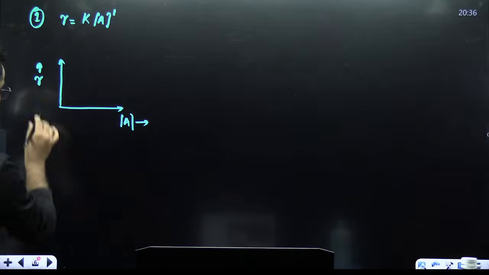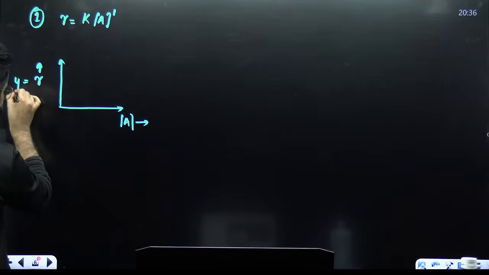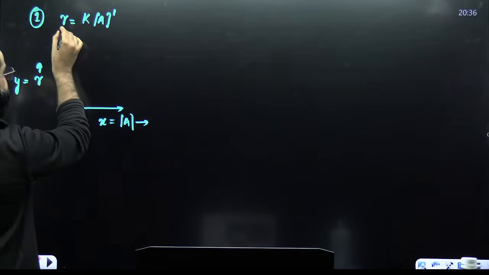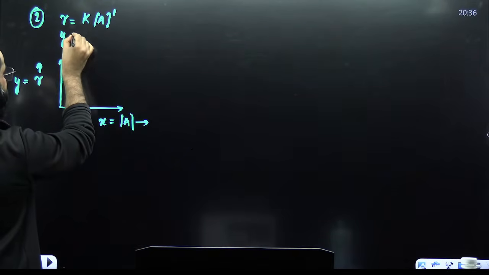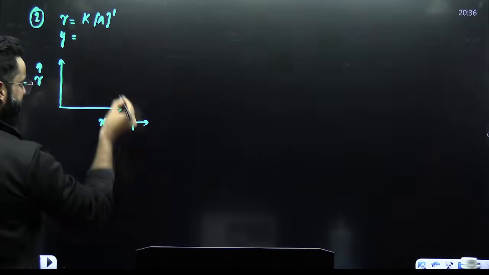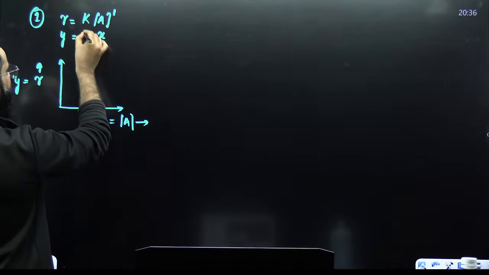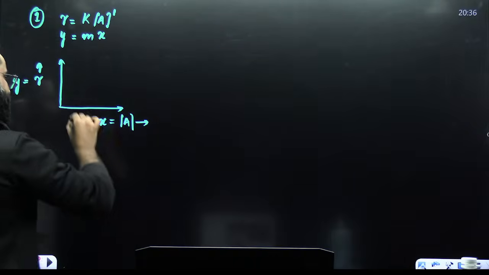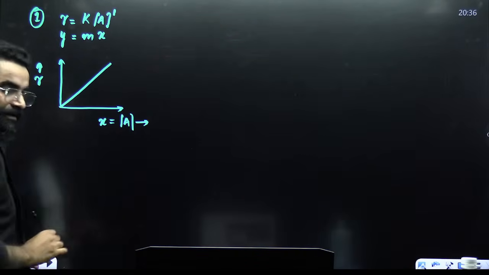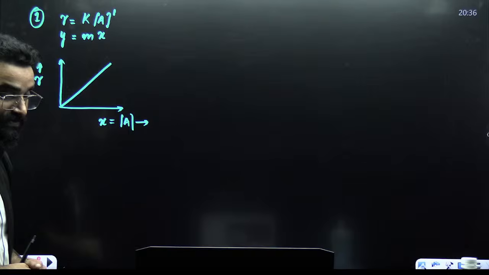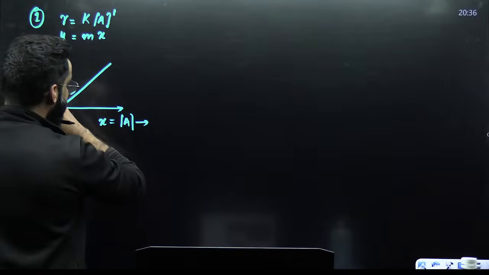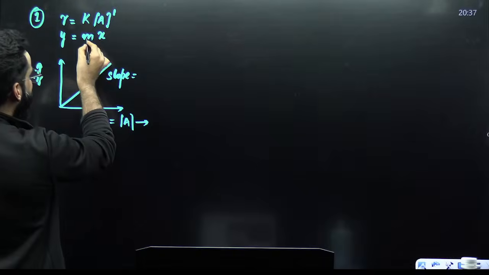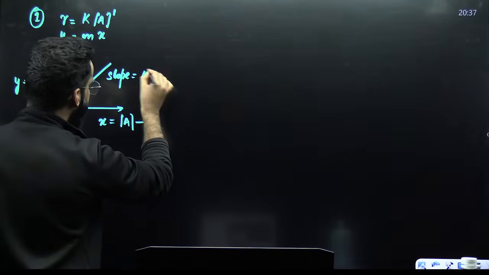First of all, this R you are plotting along the y-axis, and concentration of A you are plotting along the x-axis. So instead of R, I'm going to write y, and instead of A, I'm going to write x. K automatically becomes your m. Y is equal to mx. The nature of the graph is going to be a straight line. Now, if you ask me what is the slope of this graph, slope means the m value, and m here is equal to K. Simple.